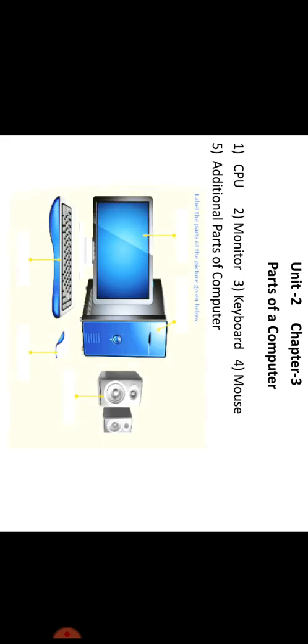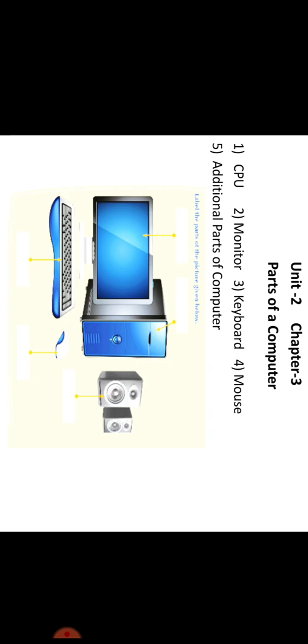So, my dear student, have you seen the computer? Yes, you have seen the computer in computer lab, correct? So, this is the computer, correct? This picture shows a computer system. In this picture, we can see the monitor, a big screen, a TV like screen is called as a monitor.